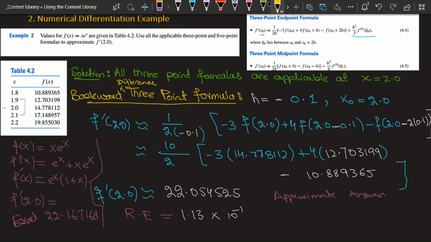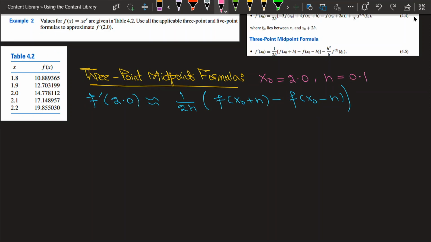नाउ वी मूव फॉर 3. मिड पॉइंट फार्मूला. In midpoint formula, we have x0 is equal to 2.0, the same point for which we have to find the derivative, and the h is always a positive 0.1 in midpoint formula.